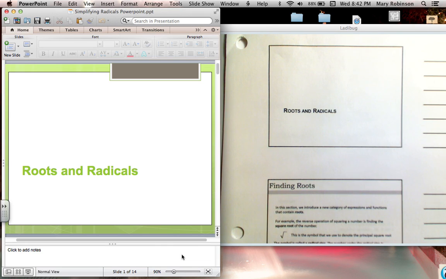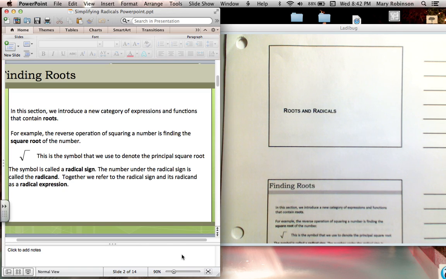Hey, today I will be going over the lesson of roots and radicals. So in this section, we introduce a new category of expressions and functions that contain roots.